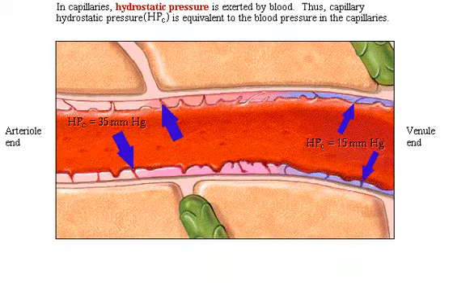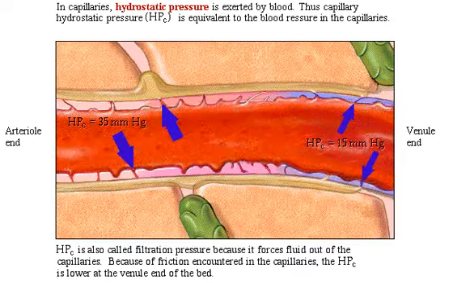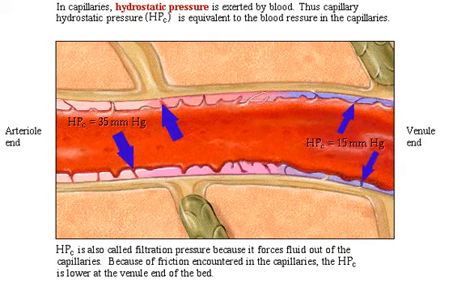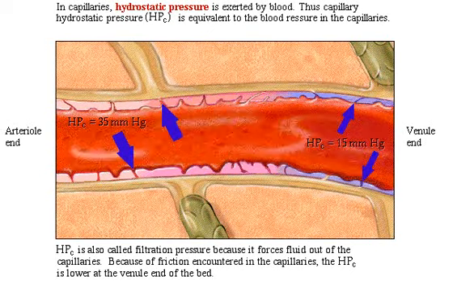In capillaries, hydrostatic pressure is exerted by blood. Thus, capillary hydrostatic pressure is equivalent to the blood pressure in the capillaries. Capillary hydrostatic pressure is also called filtration pressure because it forces fluid out of the capillaries. Because of friction encountered in the capillary, hydrostatic pressure is lower at the venule end of the capillary bed than the arterial end.